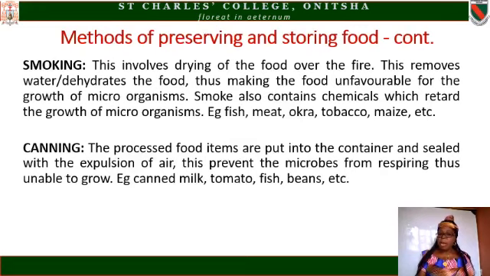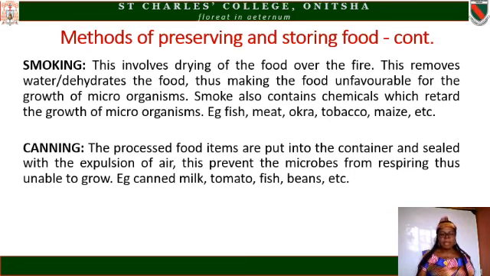We look at smoking. Smoking is also another drying method, but this one you dry over the fire, and also it dehydrates the food and makes the environment unfavorable for the microorganisms. And this smoke also contains chemicals that retard the growth of the microorganisms. They sort of poison their body so that they don't grow there. Examples of food you can preserve in this way include fish, meat, okra, tobacco, maize, and others.